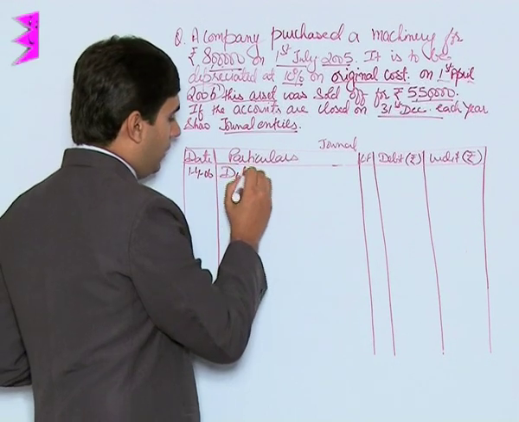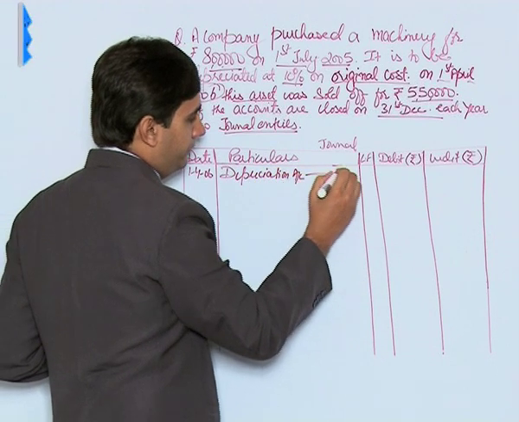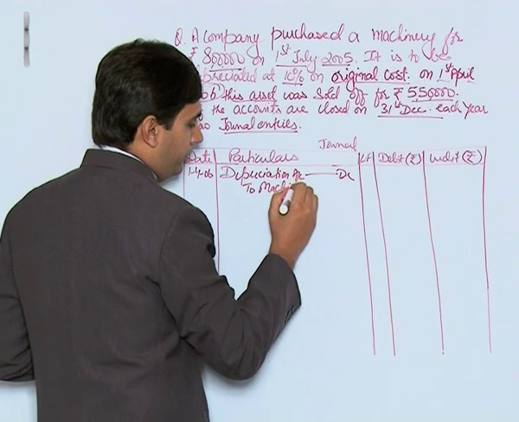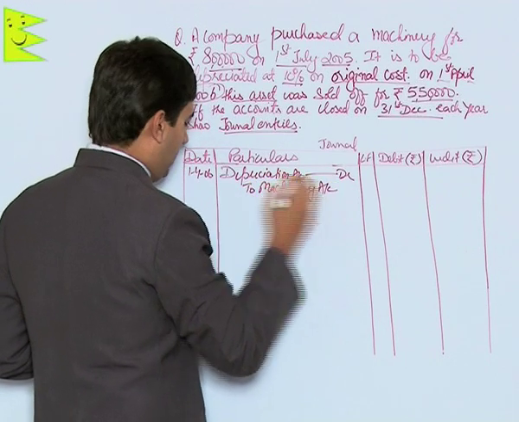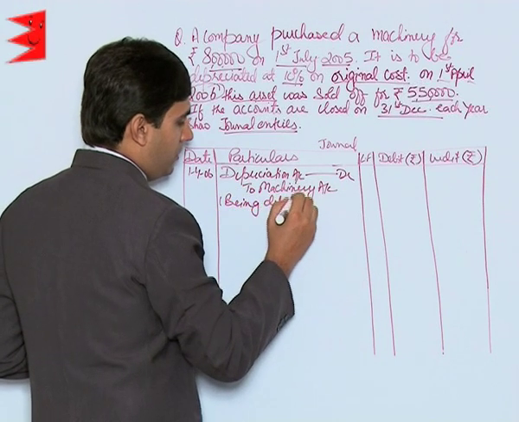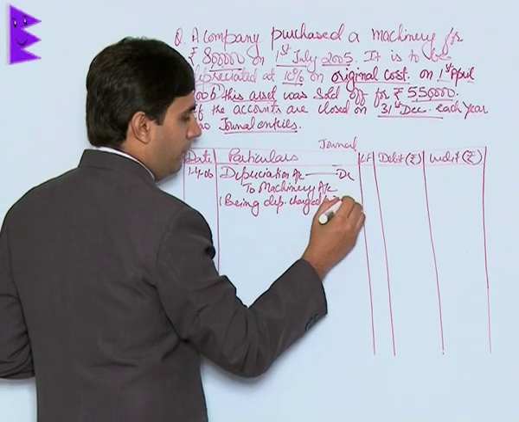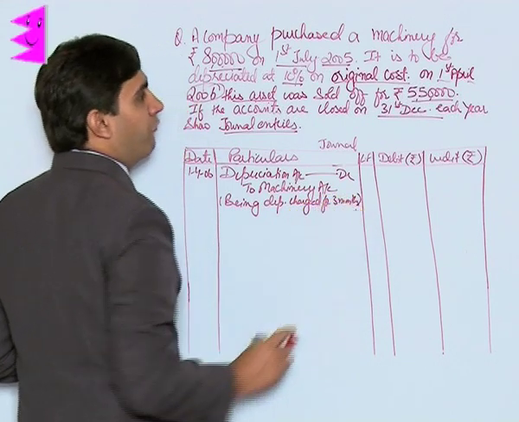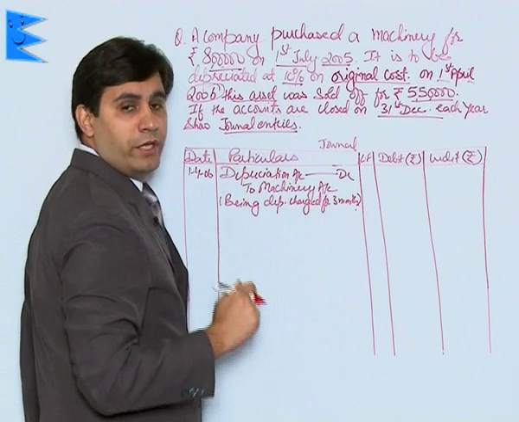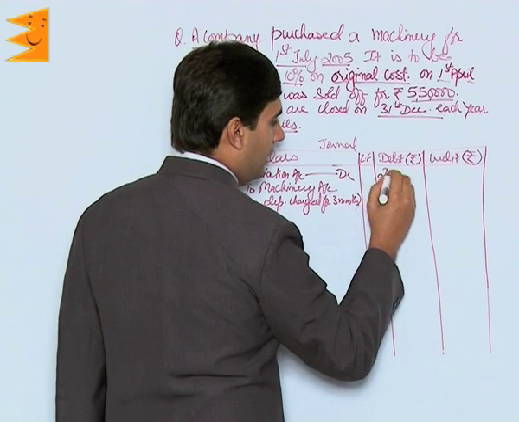So entry would be depreciation account debited to machinery account, and the narration would be being depreciation charged for 3 months. Which in this case would be 8 lakh into 10% into 3 by 12 and comes to rupees 20,000.